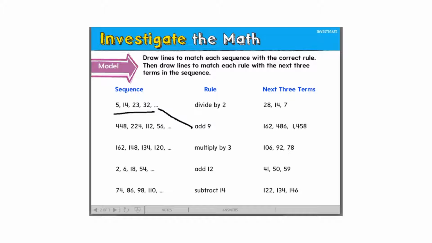See, so some of these you could rule out already. But what would be the next term, Nolan? 41. It would start with 41. 41 and then 50 and then 59. That's where you would add.